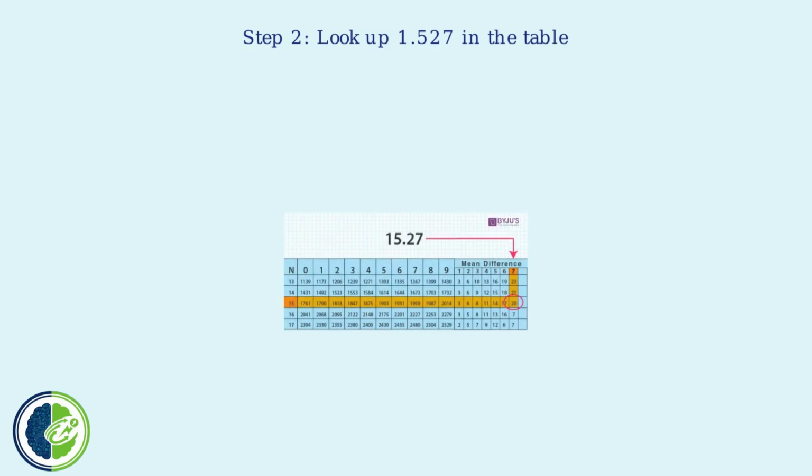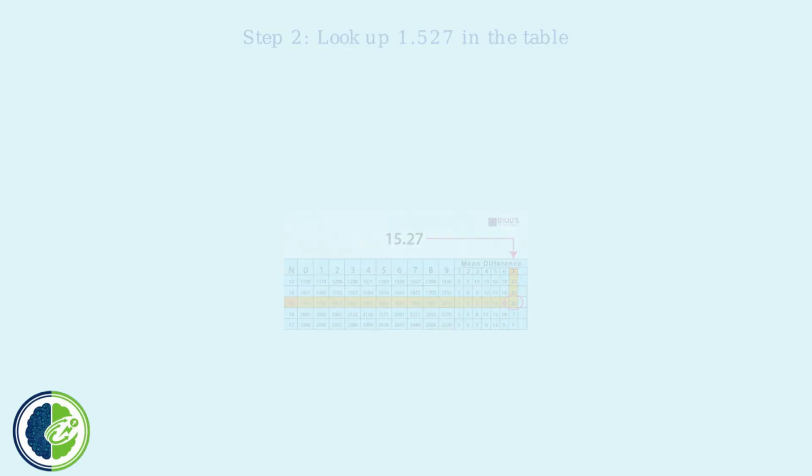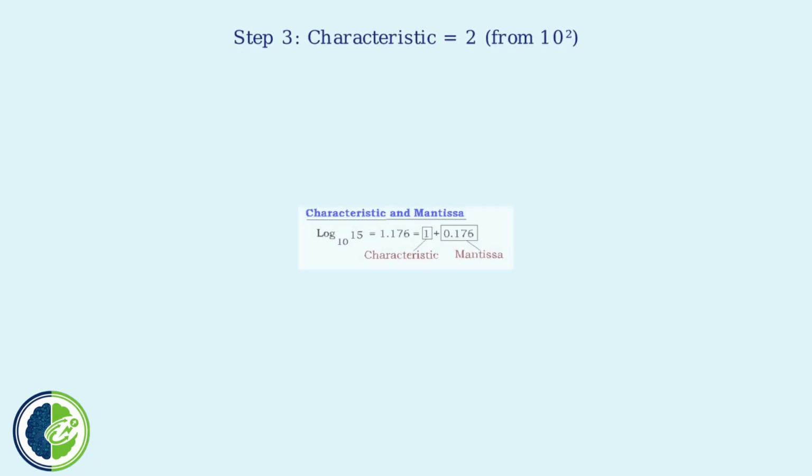Let's work through a practical example. Suppose we want to find the logarithm of 152.7. First, we express this in standard form as 1.527 times 10 to the power of 2. Now we use the logarithm table to find the mantissa. We look up 1.527 in the table. The table shows us the decimal part of the logarithm, which is the mantissa. The characteristic comes from the power of 10 in our standard form.